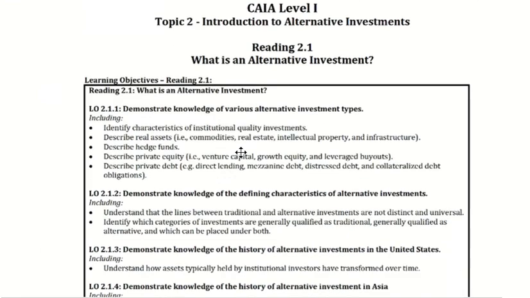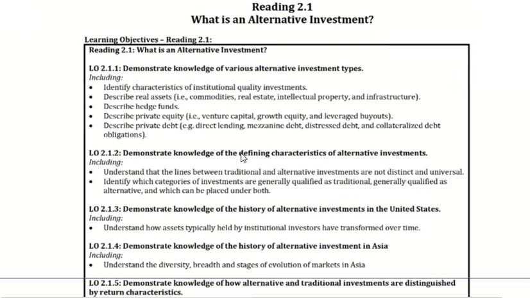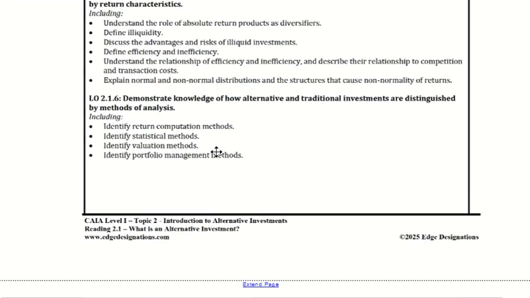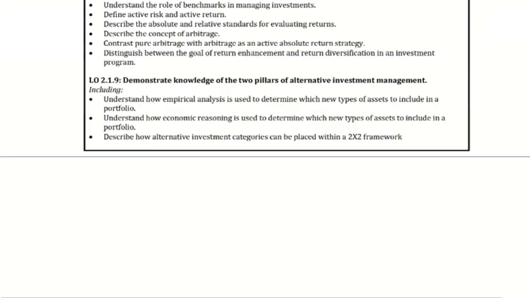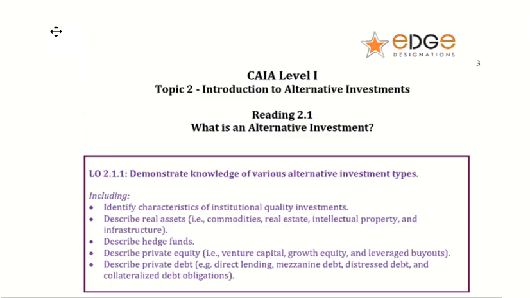On the first page over here, you can see all the learning objectives that are required. We produce those for you there on page 1. Those continue onwards onto page 2. Let's get ourselves going straight away onto page 3, where we start the content. Reading 2.1, What is an Alternative Investment?